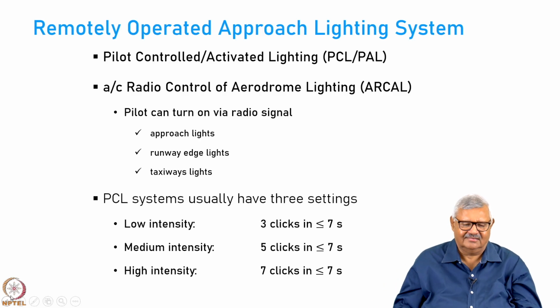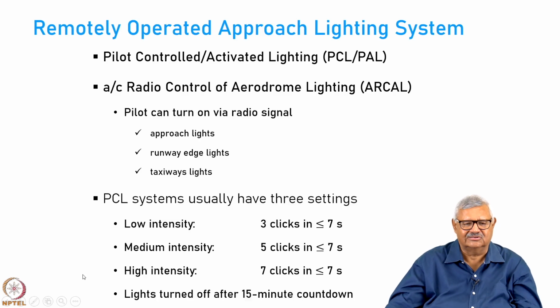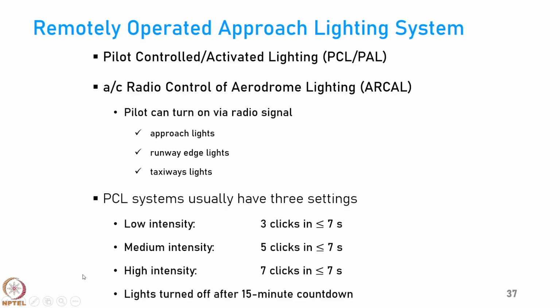Then there are three settings. There is a low intensity setting, which is selected with 3 clicks in less than 7 seconds. There is a medium intensity setting and there is a high intensity setting. This again depends upon the kind of approach the pilot is executing, the kind of aircraft that it is operating, and the weather conditions also. After a 15-minute operation, these lights normally turn down.